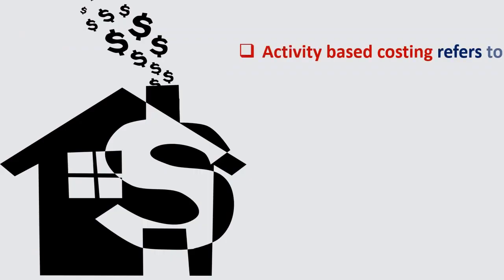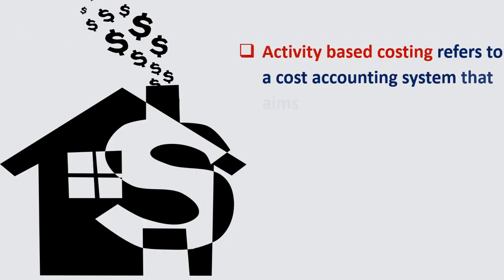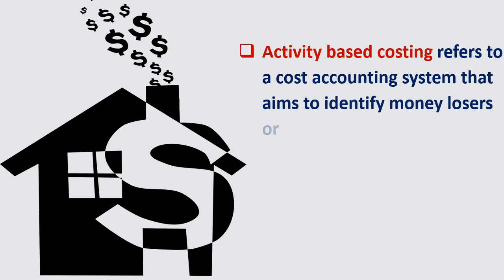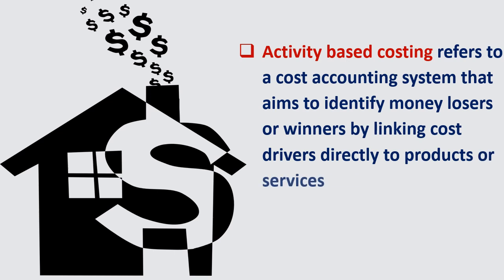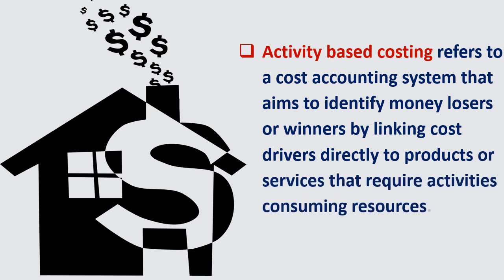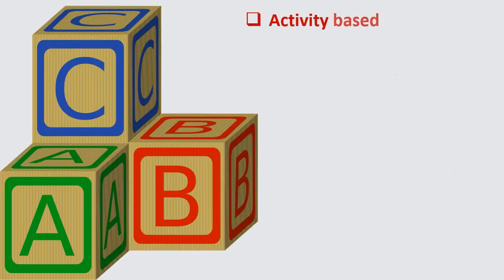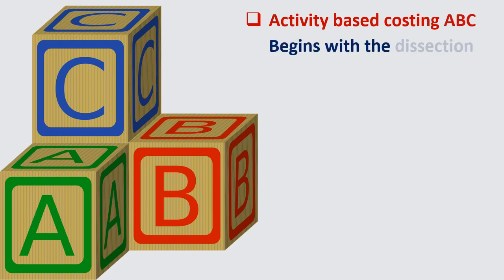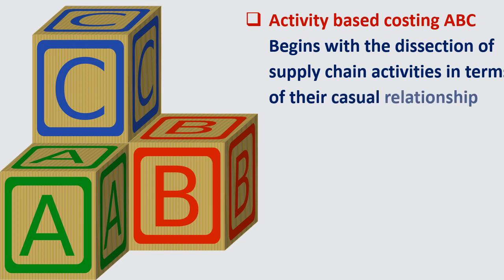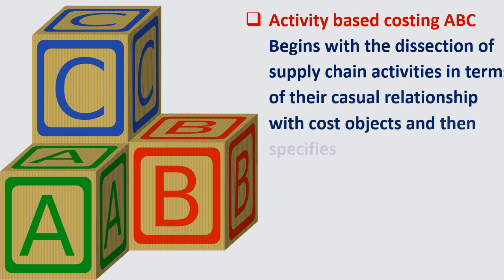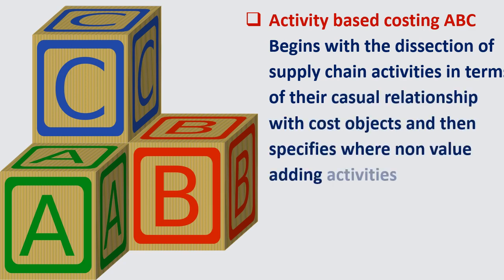Activity-based costing refers to a cost accounting system that aims to identify money losers or winners by linking cost drivers directly to products or services that require activities consuming resources. Activity-based costing, ABC, begins with the dissection of supply chain activities in terms of their causal relationship with cost objects and then specifies where non-value-adding activities exist.